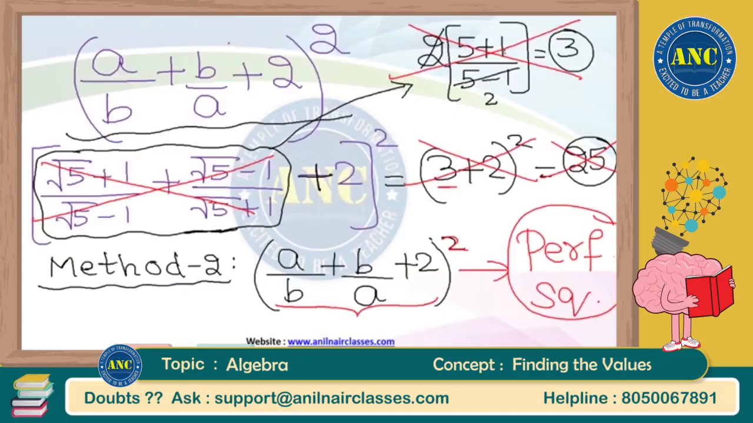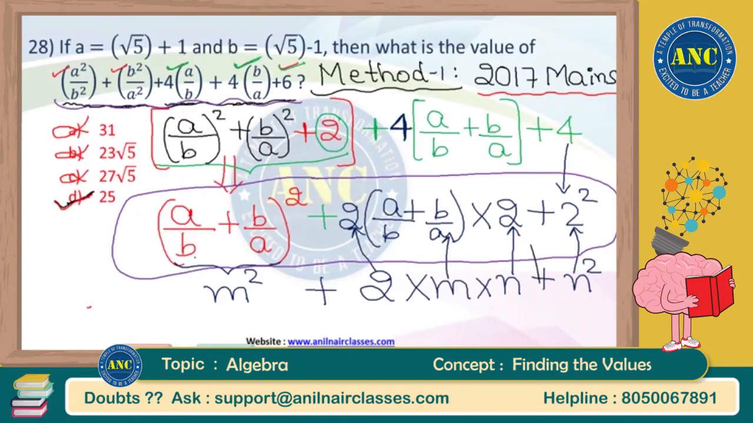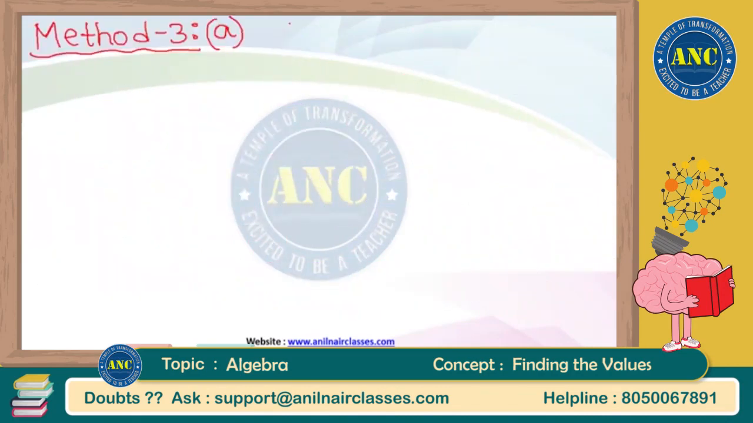What are you saying, sir? Hold on. Let me first list out the answer options. 31, second option is 23 root 5, third option is 27 root 5, and the fourth option is 25, right? Now see here, sir, very simple. The first option is 31, the fourth option is 25. They are not close to each other. They have a difference of 6 units between them, so they are pretty far from each other.